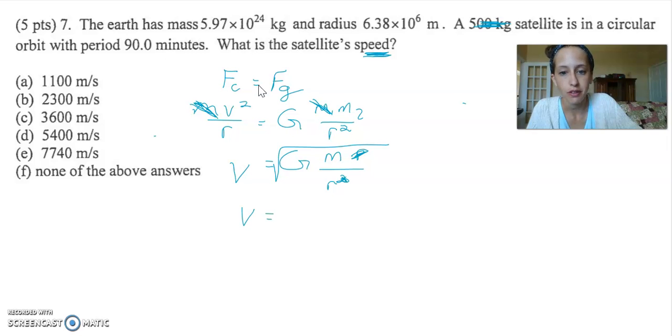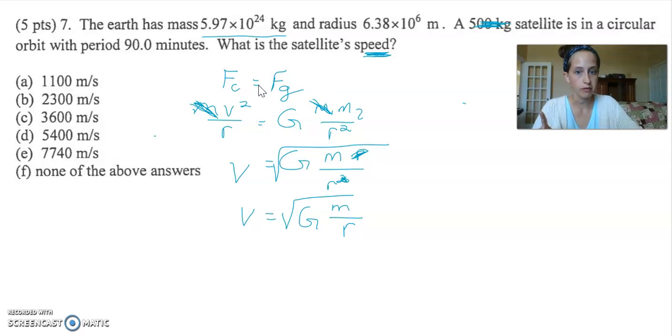And so to find the velocity, we need to know big G, which we do. That's a constant. It's on your formula sheet. We need to know the mass of the Earth, which they gave us right here. Maybe by now you've memorized it because you use it in a lot of these problems, but if you haven't memorized it, that's okay. And we need the radius of this satellite's journey. That's what we don't have. But once we have it, we can calculate the speed.